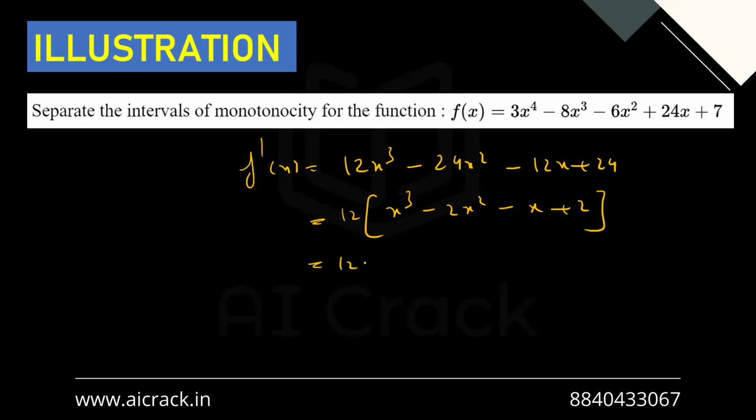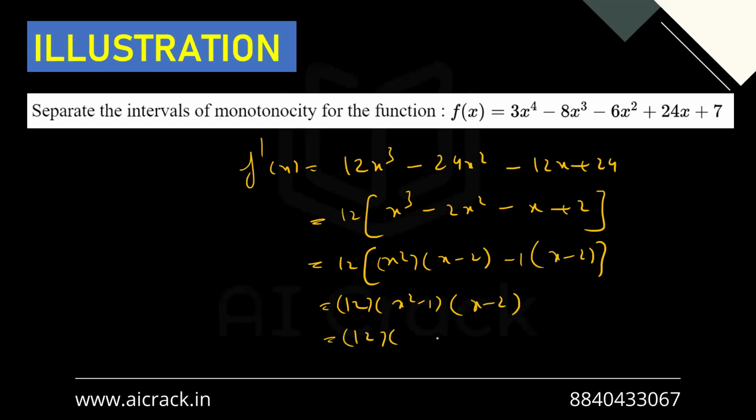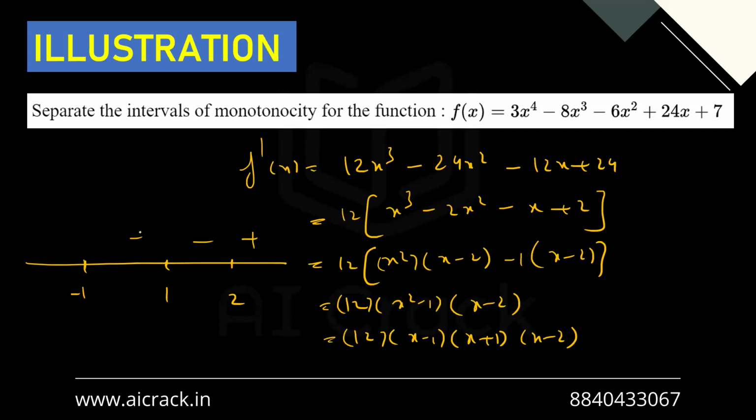Okay. Now, if we take x square common over here, so we'll be getting x minus 2. If we take minus 1 common over here, we'll be getting x minus 2, right? Now this becomes 12 times (x square minus 1) multiplied by (x minus 2), right? Now this is 12 times (x minus 1)(x plus 1)(x minus 2). If we go by the wavy curve method once again, what are the critical points? 1, minus 1 and 2, right? So this is minus 1, 1 and 2. So plus minus because it's in this standard format, right?